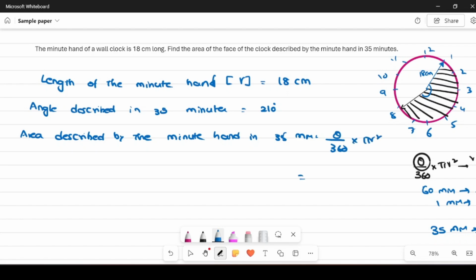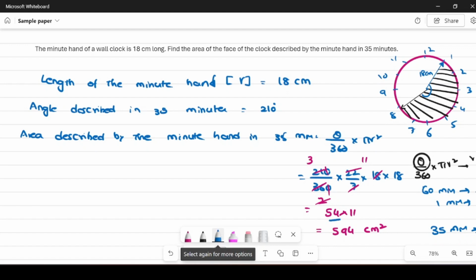Now substitute the values. Our theta is 210 by 360 into pi, we can take it as 22 by 7 since nothing has been mentioned, into r square, which is 18 into 18. Now simplify this. You can cancel the 0s, 7 can cancel here 3 times, 18 can cancel here 2 times, then we can cancel 2 here 11 times. So it will be 3 times 18, 54, into 11, which is 594 square centimeters.